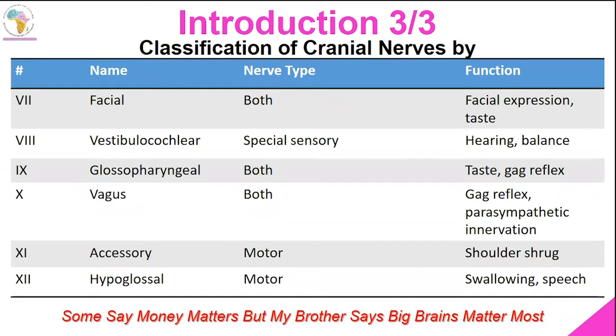So continuing, we also have cranial nerve number 7, which is the facial cranial nerve. The functional modality of the facial nerve is both sensory and motor. It has a motor aspect for its innervation to the muscles of facial expression, as well as a sensory aspect of taste on the anterior 2/3 of the.